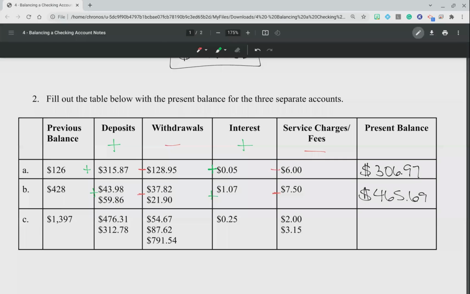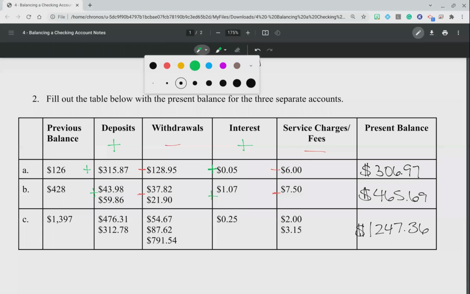I'm going to give you an opportunity to redeem yourself and go ahead and try part C. This means you add both of these. This means you subtract all 3 of these. Go ahead and give it a try. You should have had $1,247.36. Again, I'm adding this one, I'm adding this one, but I'm subtracting the withdrawals and I'm subtracting those bank service fees.